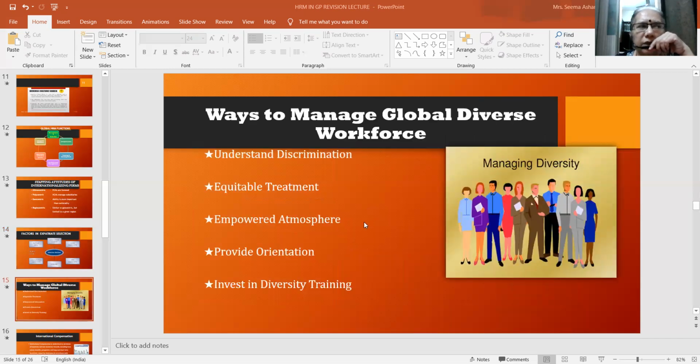Now, how should an HR manager manage a global diverse workforce? Managing a global diverse workforce is very, very challenging. So the HR manager must give equitable treatment, should have an empowered culture in the organization, should provide orientation to the employee, and should invest in diversity training.